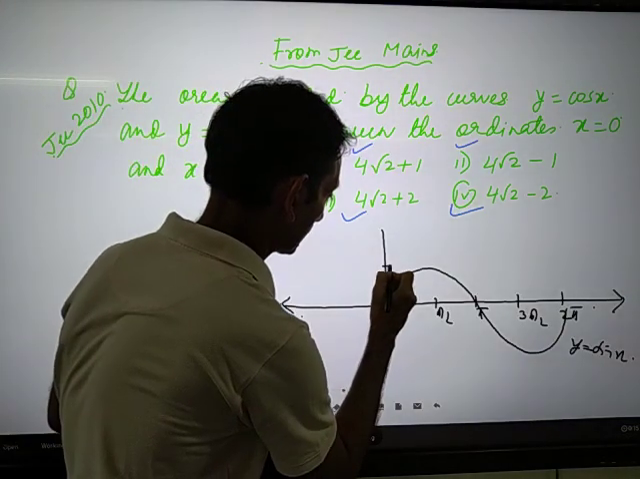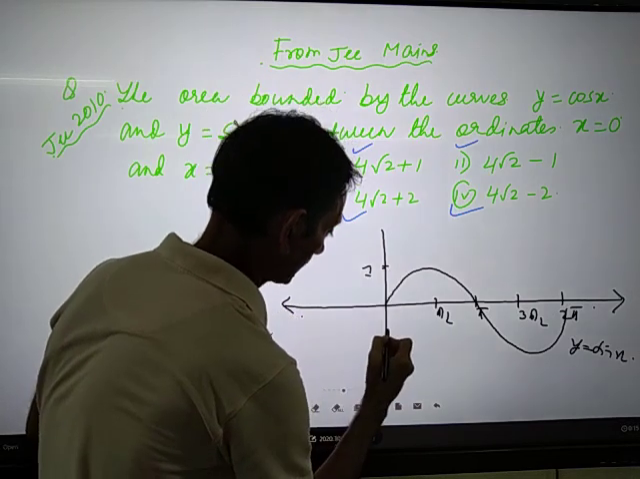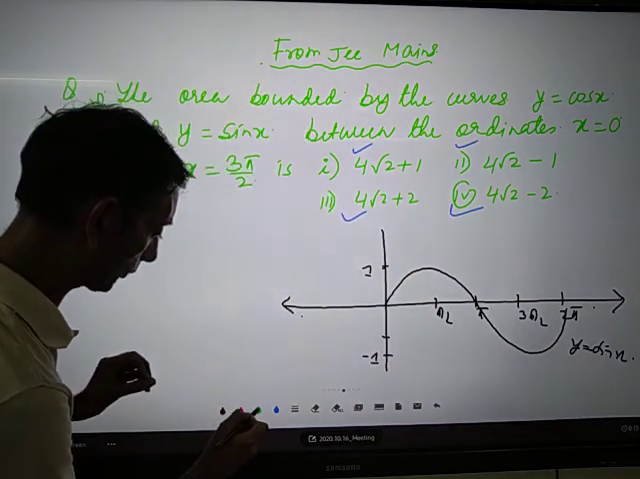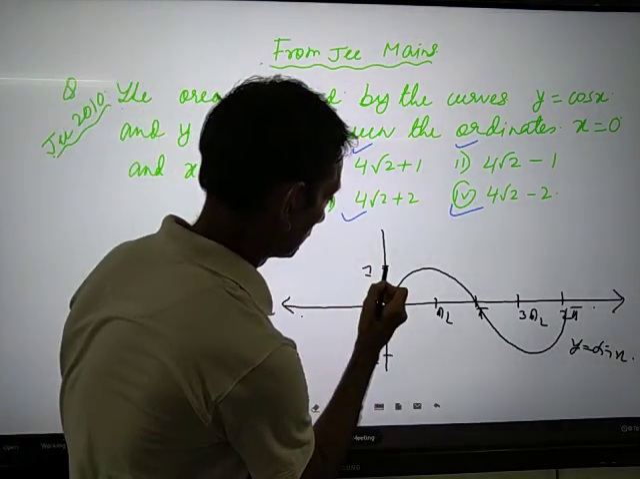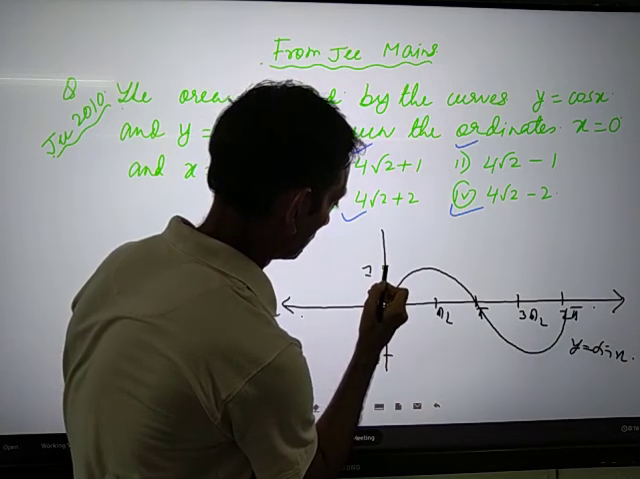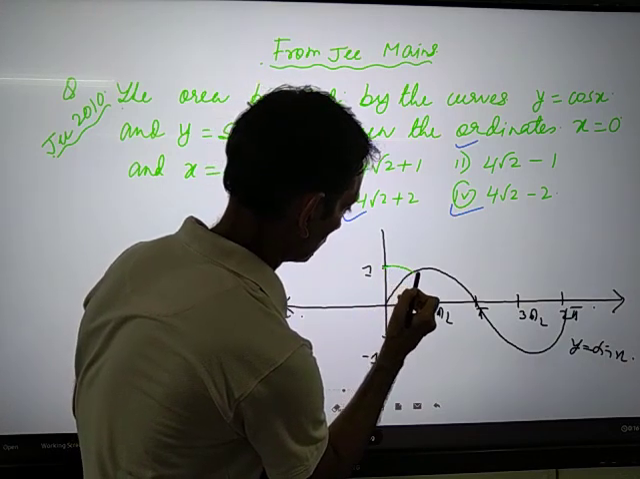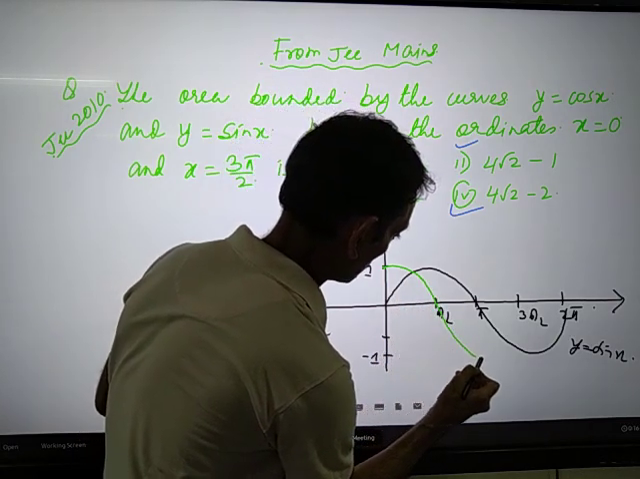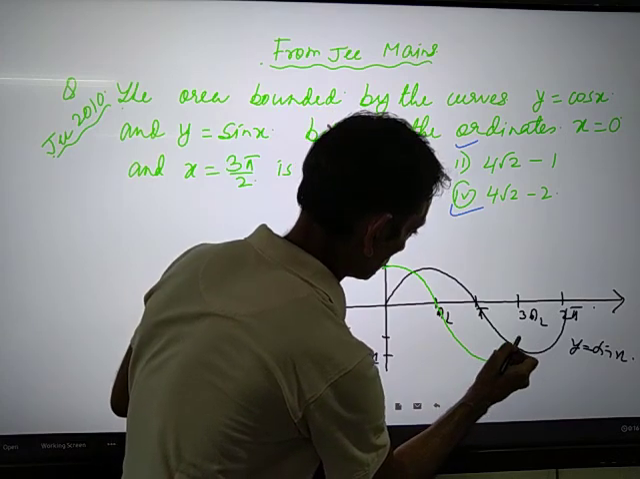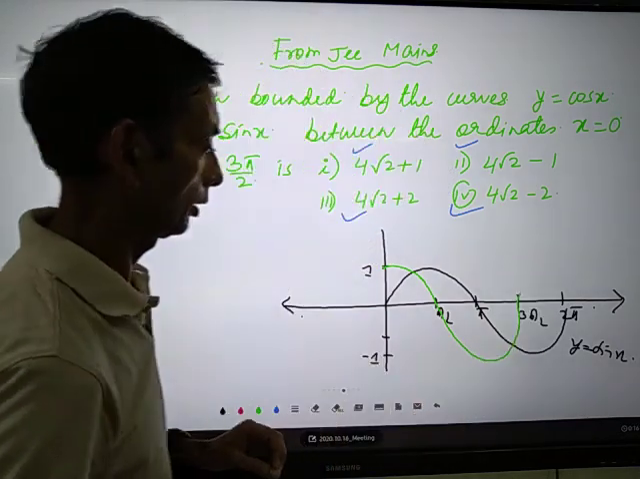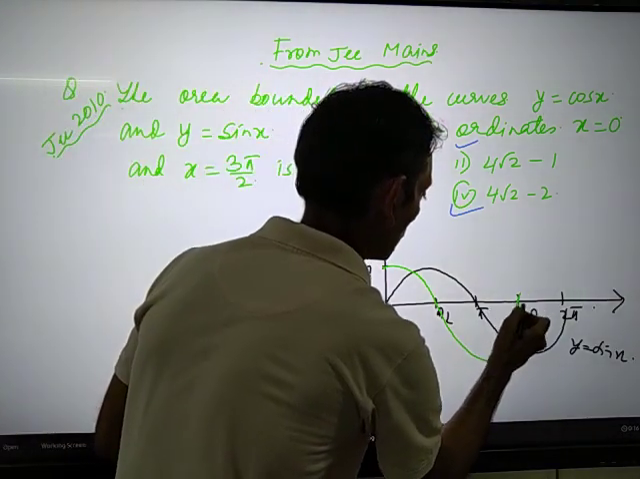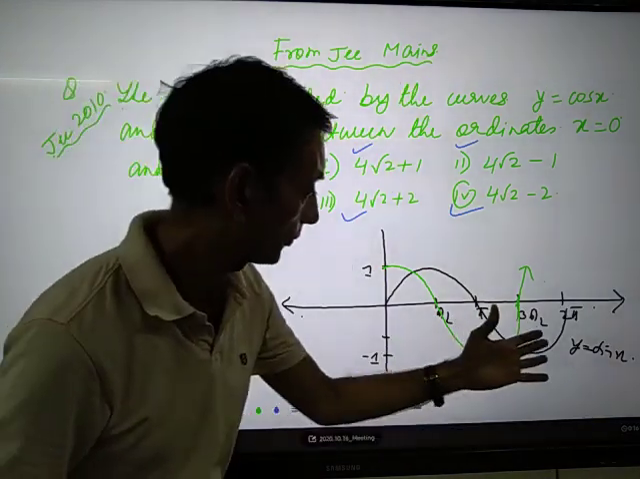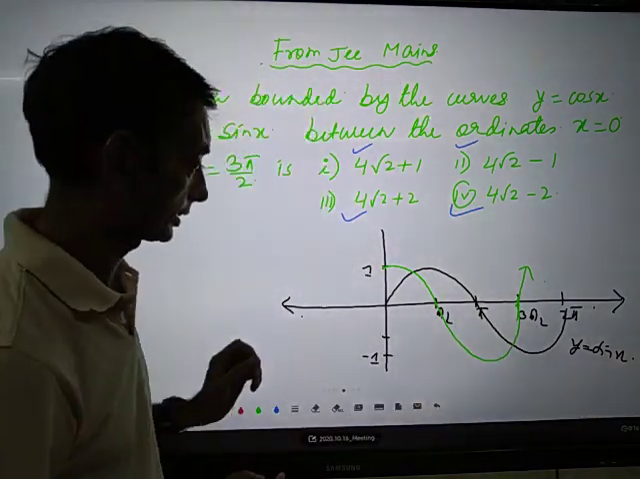Say this is 1 and this is minus 1. We'll draw the graph of cos x. Fine. So roughly this is the graph of y equals cos x and y equals sin x. Now what's the question?